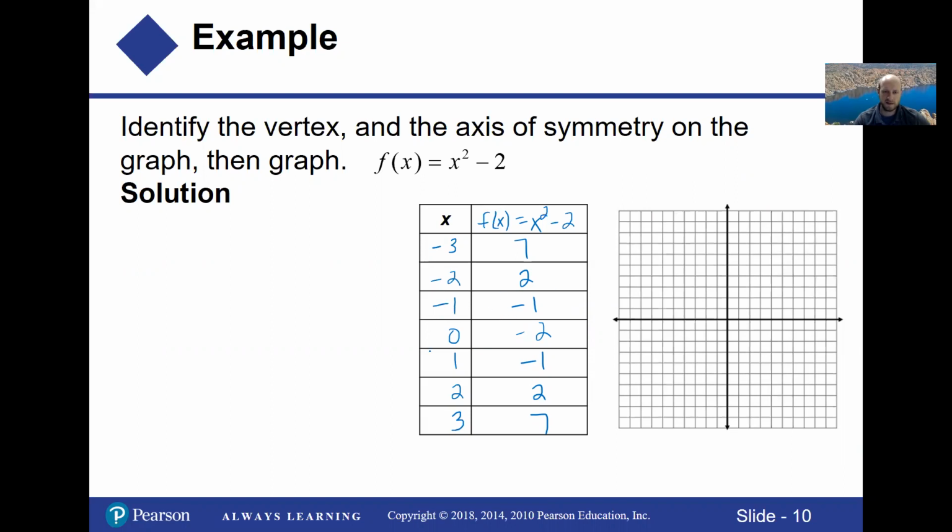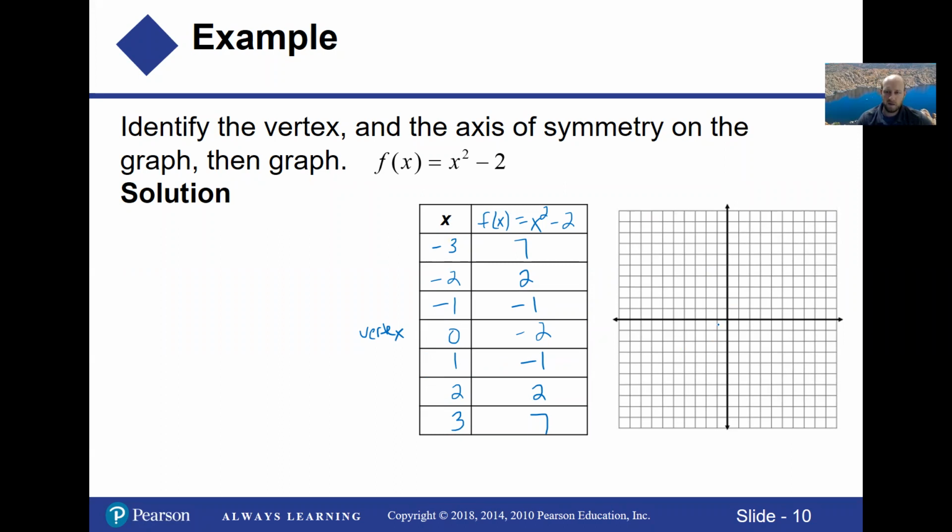So if you're a distance of 1 away from your vertex, again, we know this is the vertex without verifying. We will verify it in a second. -1 and 1 are both a distance of 1 away from the vertex, and they're the same value, -1 and -1. -2 and 2 are both 2 away from their vertex at 0, and they're both the same, 2 and 2, and then 7 and 7 for when you're 3 away.